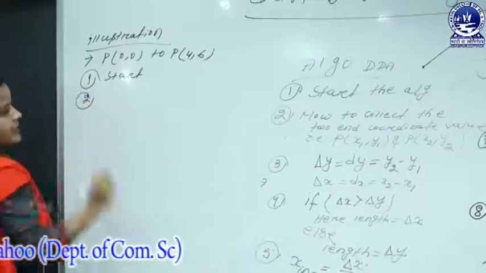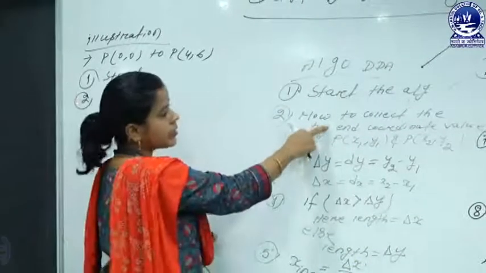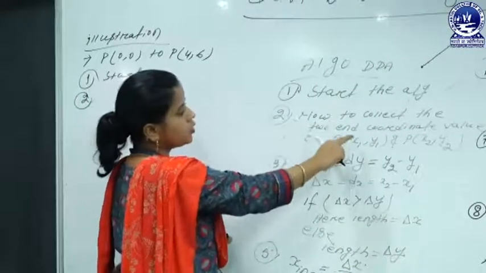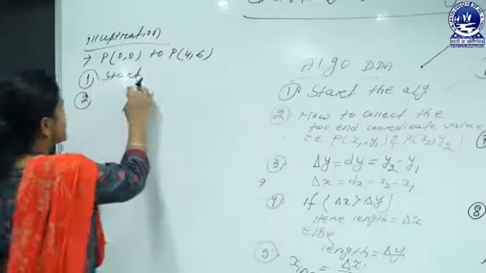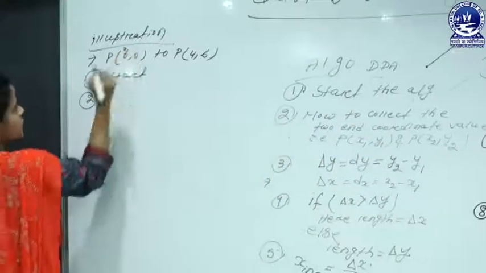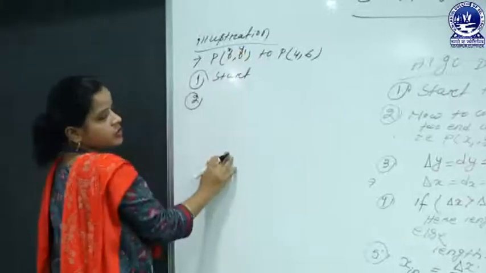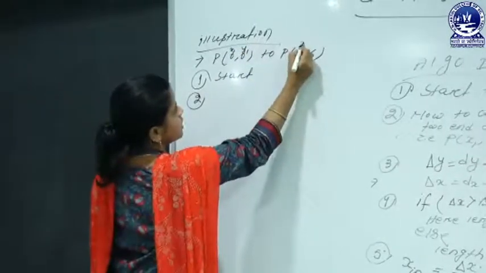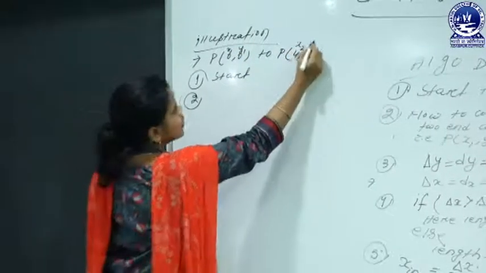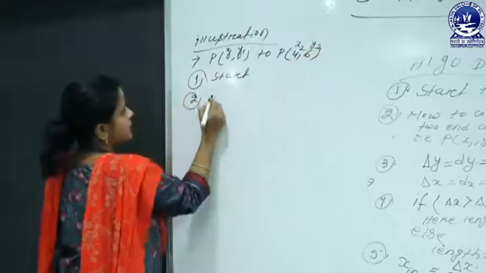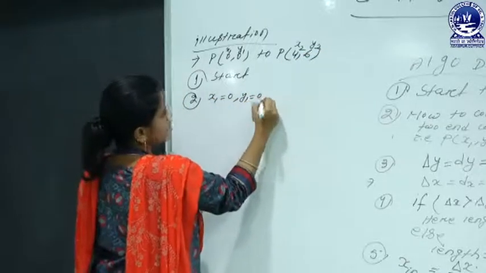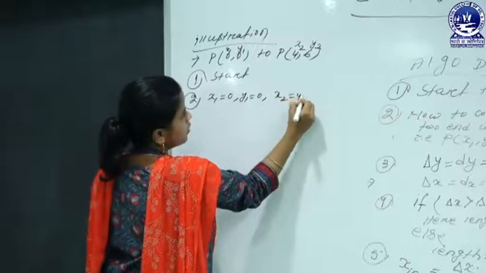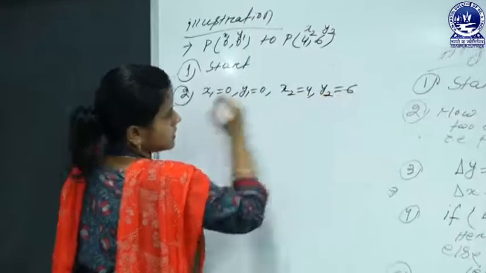Now go to the second step. Here it specifies to collect the two end coordinate values, that's x1 y1 and x2 y2. Here x1 is 0 and y1 is 0, x2 is 4 and y2 is 6. That means x1 equal to 0, y1 equal to 0, x2 equal to 4 and y2 equal to 6.